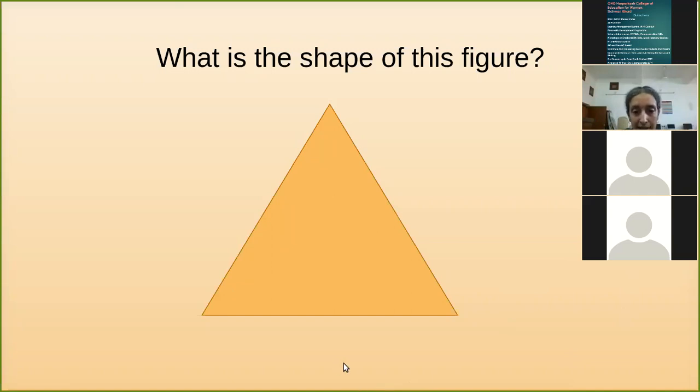Okay, yes, you are right. You are right, beta. This is the figure of a triangle. Okay, good.